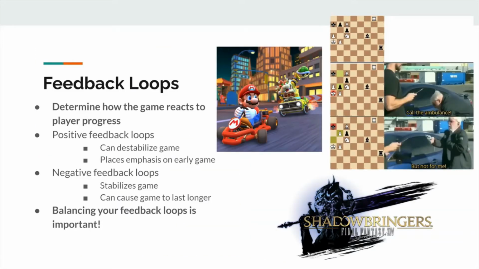Now moving on to feedback loops. Feedback loops determine how the game reacts to player progress. There are two main feedback loops, positive feedback loops and negative feedback loops. Positive feedback loops are when the player does something well and the game rewards them. This is common in a lot of RPGs, where if the player defeats an enemy, they get experience. And with experience, they can level up, get stronger, and defeat more enemies.